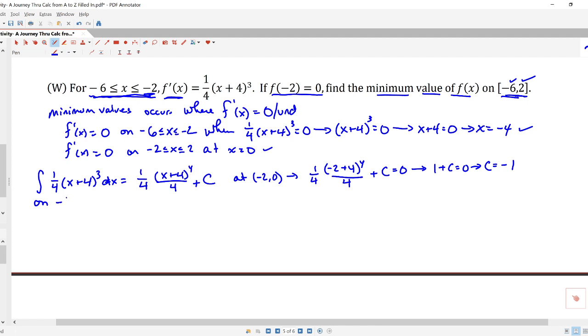So on that interval from -6 to -2, f of x is 1/16. The 4 times 4 is 16. So that's why I made that mistake earlier. (x plus 4) to the 4th minus 1. All right, so let's go ahead and create a little table down here.